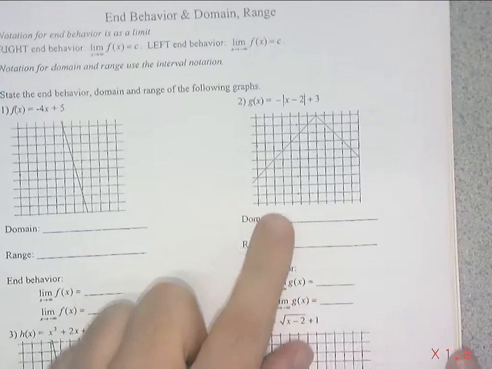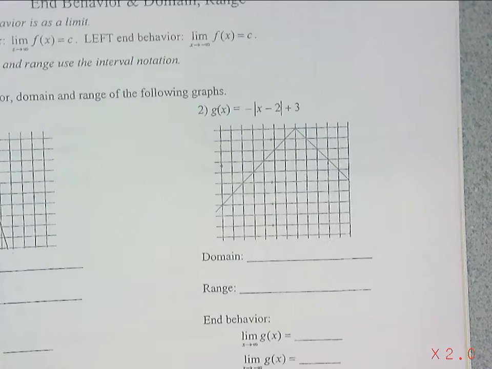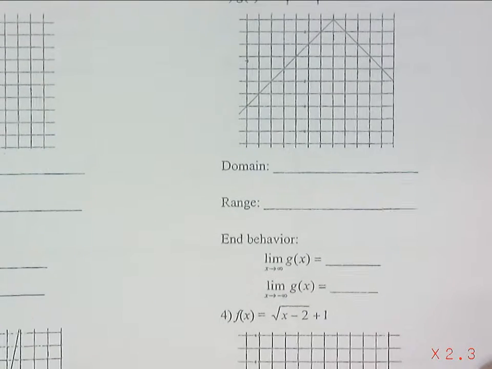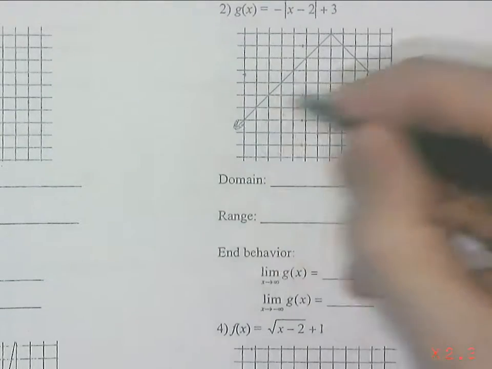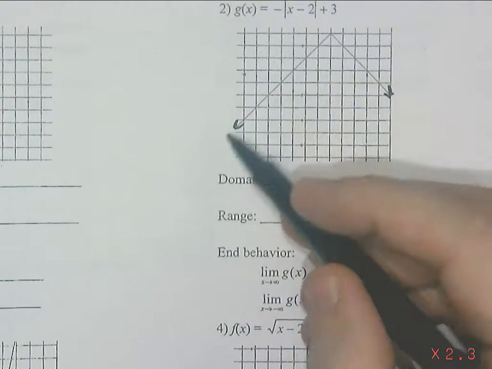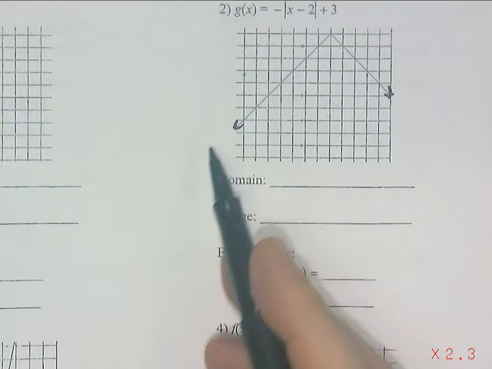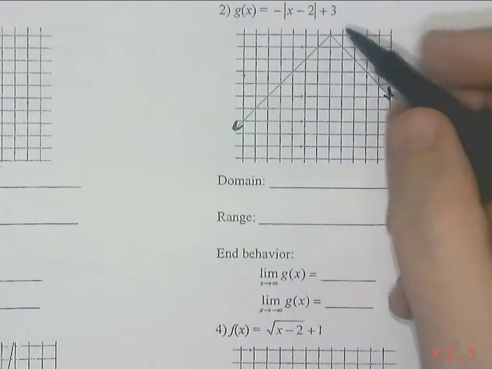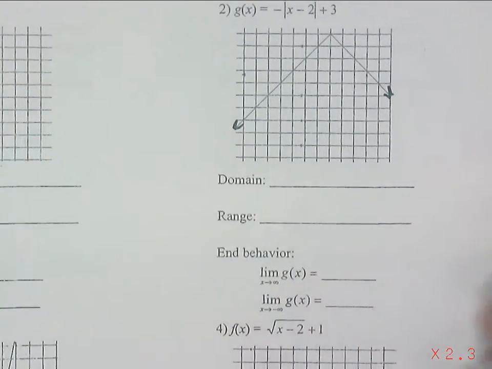So if we look at this one right here, let's zoom in a little bit. Okay, so we have a graph that, and these should have arrows at the end, goes up and then comes back down. So if we think about the domain, all the x values, if it keeps going this way, it's still going to the left forever, right? And when it keeps going this way, it's going to the right forever.